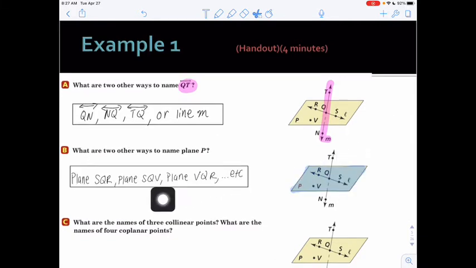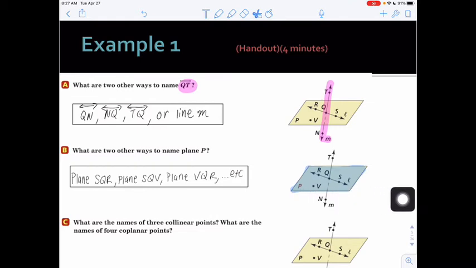There are many ways to name plane P. We could use any 3 points within the plane. So we could say plane SQR, S, Q, and R are all within the plane. We could say plane SQV, plane VQR, etc. What we cannot use is the point T or the point N. Also keep in mind that m is not a point, it's the name of the line, and P is not a point, it's the name of the plane.